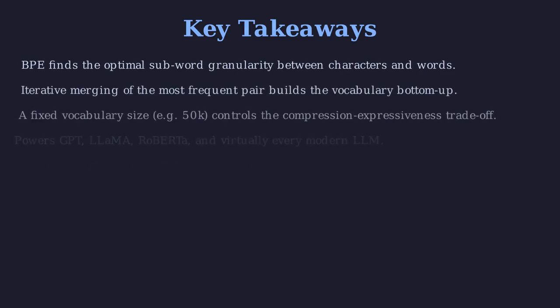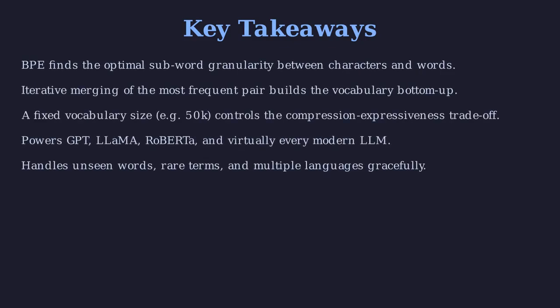Let's recap. BPE sits perfectly between character-level and word-level tokenization. It builds vocabulary bottom-up through iterative pair merging. A configurable vocabulary size controls the compression and expressiveness trade-off. It powers virtually every major language model today. And it gracefully handles unseen words, rare terms, and multiple languages. BPE. Teach a model to read, not just memorize.